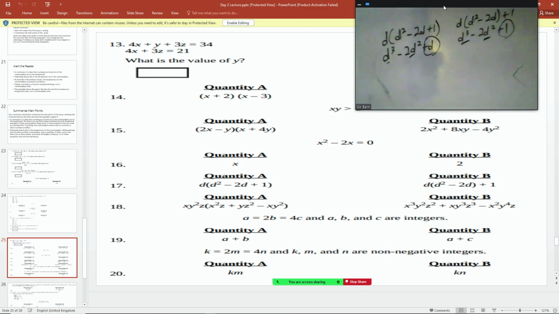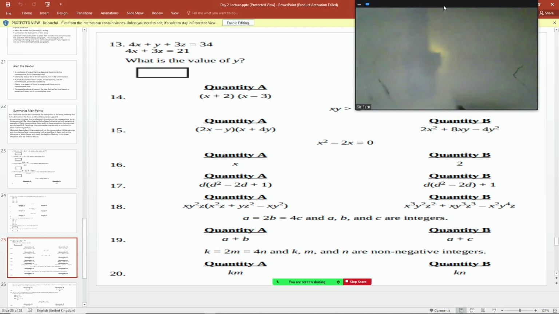So if d is a negative number, then quantity B will be greater. But if d is a positive number greater than 1, then quantity A will be greater. So in this condition, our answer is D, cannot be determined, because we don't know the value of d. If d becomes a negative number, then quantity B will be greater. If d becomes a positive number greater than 1, quantity A will be greater. So our answer is cannot be determined from what we have been given.